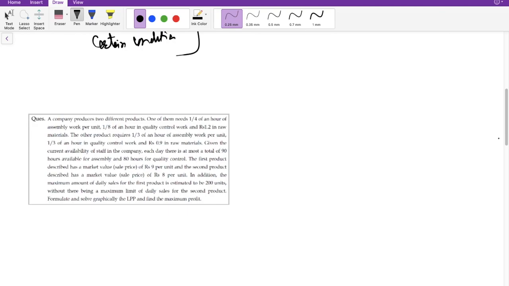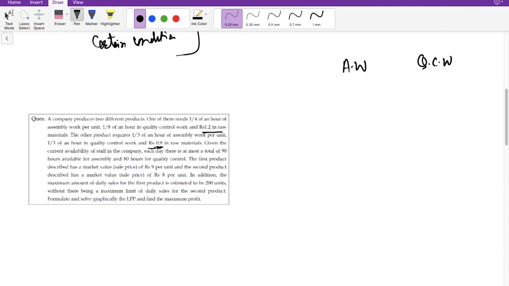So it means every product has to undergo two processes. One is the assembly work, another is the quality control work. Along with this, they are also giving you the cost which they will be incurring in raw material for each unit, which is 1.2 in the first case, and in the second case it is given to be rupees 1.9. Here they are talking about the direct cost involvement.